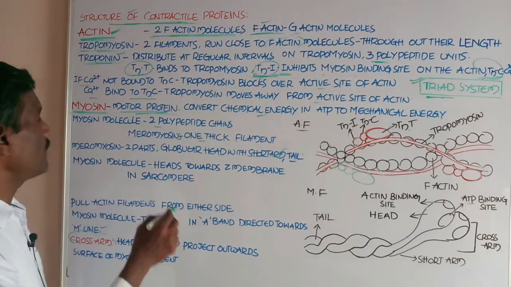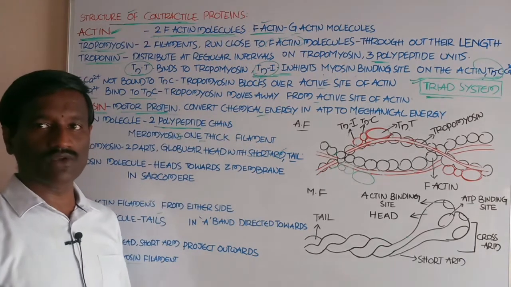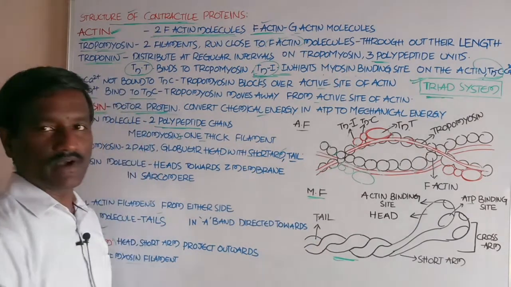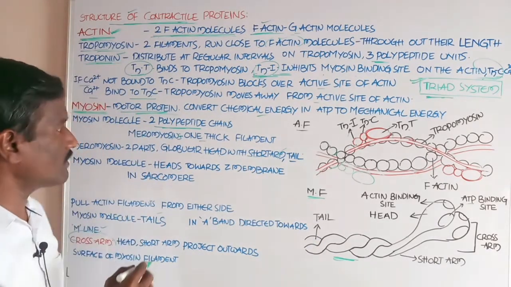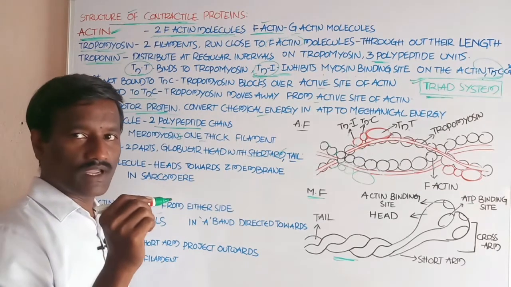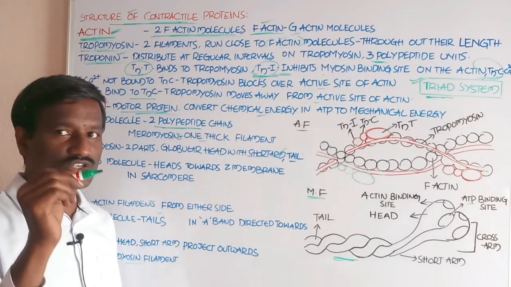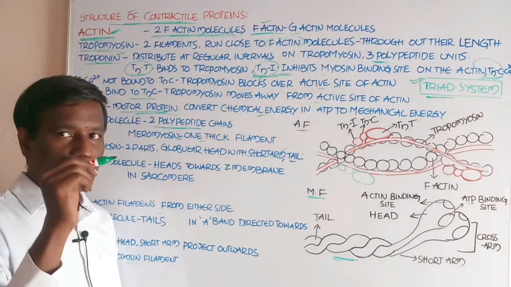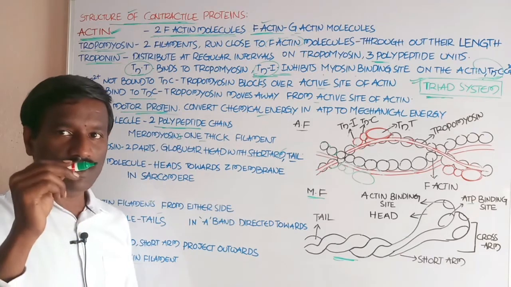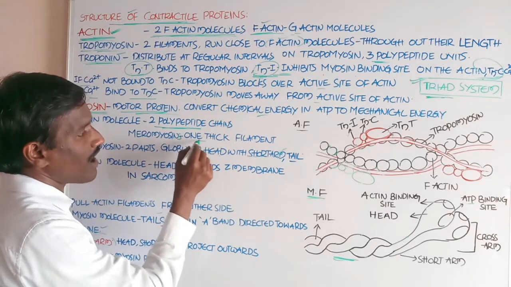Okay, student. A myosin molecule contains two polypeptide chains. This is the diagram of the myosin filament or thick filament. The myosin filament is formed with meromyosin molecules. Meromyosins constitute one thick filament.